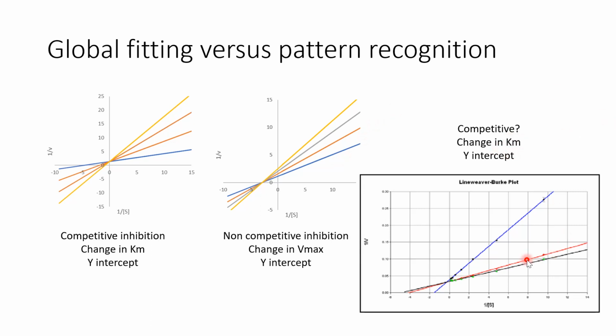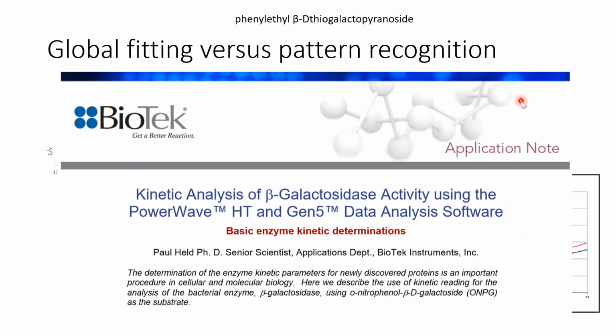And well, that's, as the title suggests, pattern recognition. So they're acknowledging that they have an intercept here on the y-axis, and they have changing intercepts on the x-axis. So they called this inhibitor competitive. So this was taken from biotech's application note.